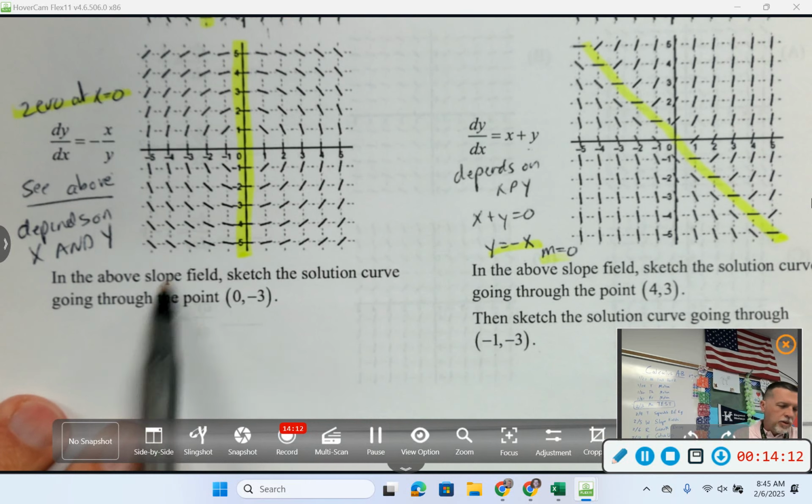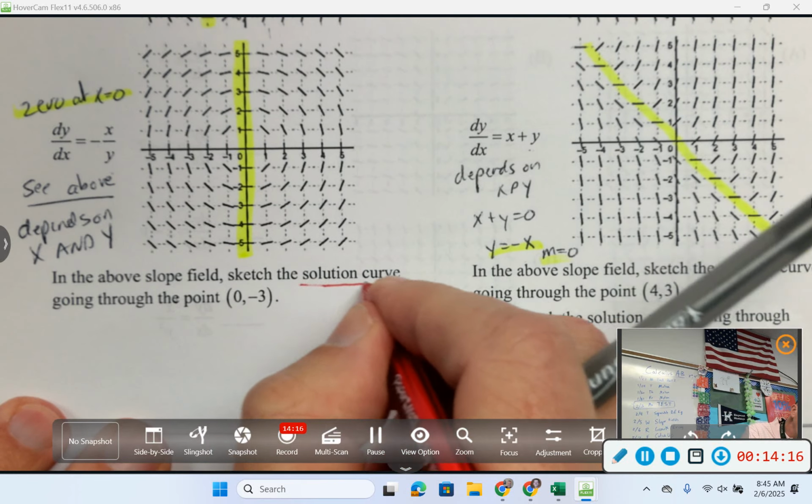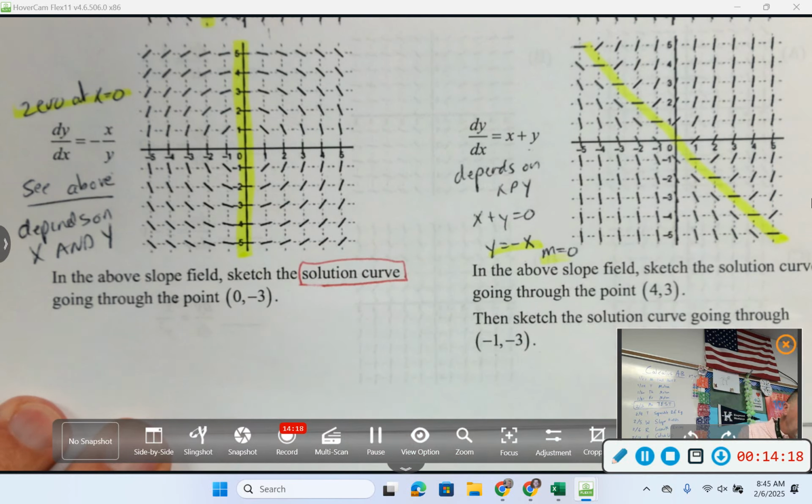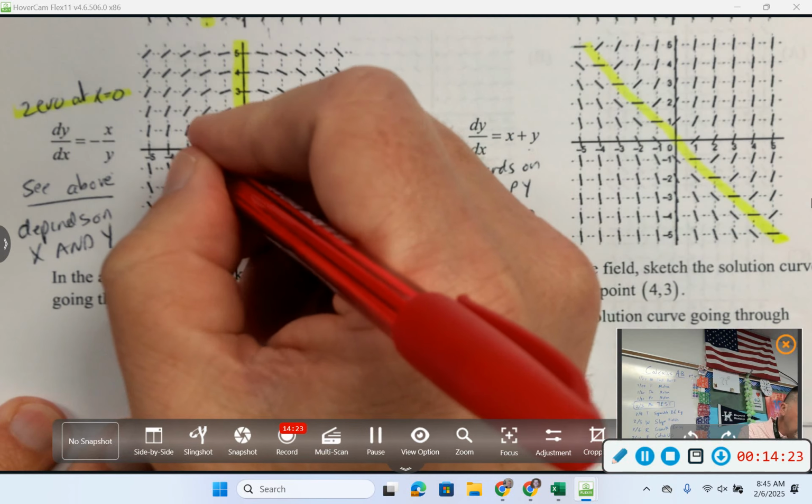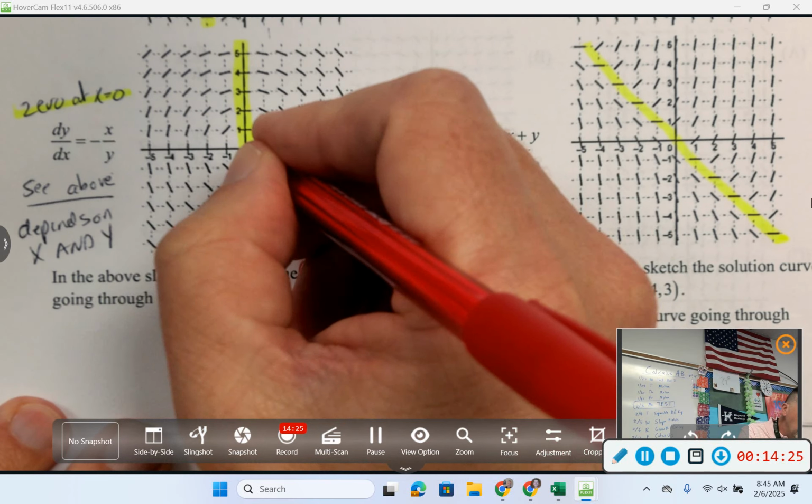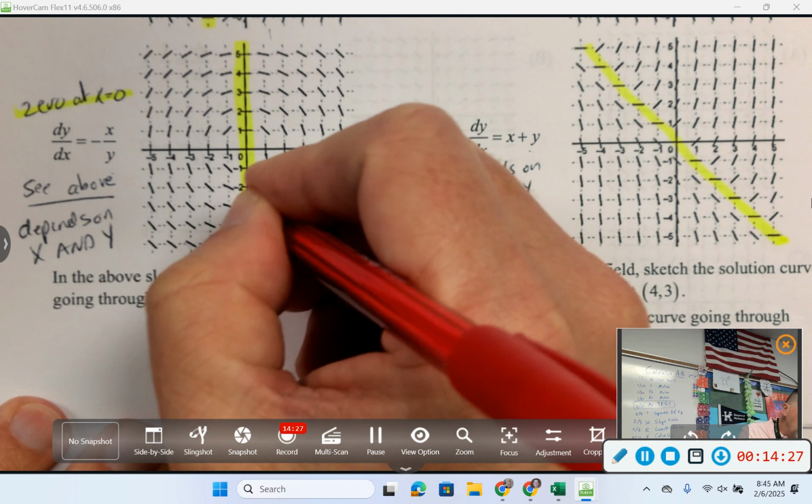All right, back to this one. In the above slope field, sketch the solution curve. We haven't done that yet. Going through the point 0, -3. So let's start with 0, -3. Almost put that at the wrong spot. 0, -3.